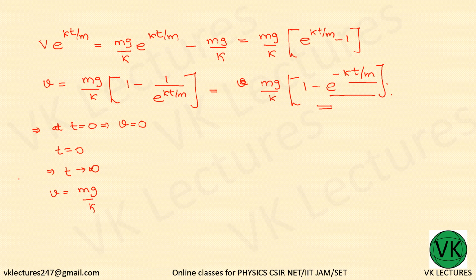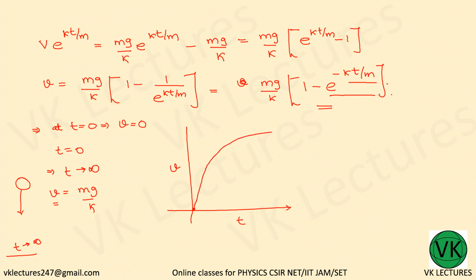Now as the ball or the object moves down in free fall, as it reaches the ground, that means as t increases to infinity, v will go to mg by k. The graph will be something like this. If you have the velocity on the y axis and t on the x axis, then at t equal to 0 velocity will be equal to 0, and it increases and goes like this. At a particular point it reaches this point, which is called mg by k.